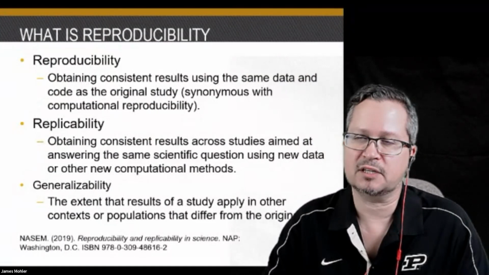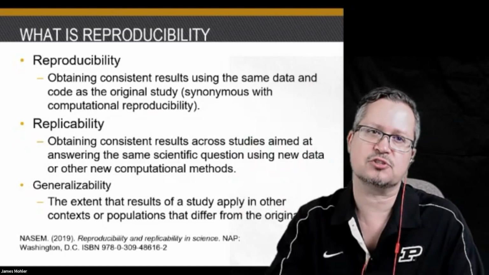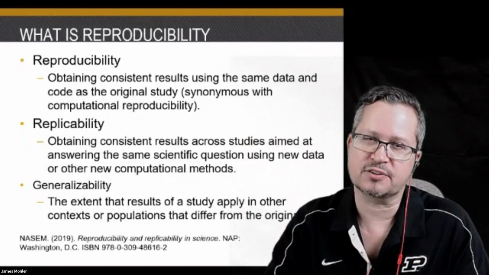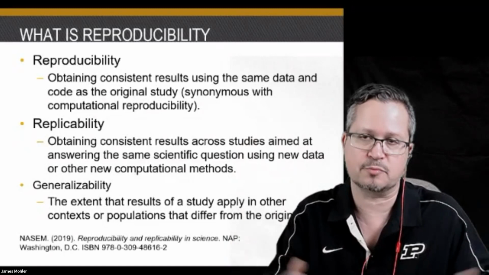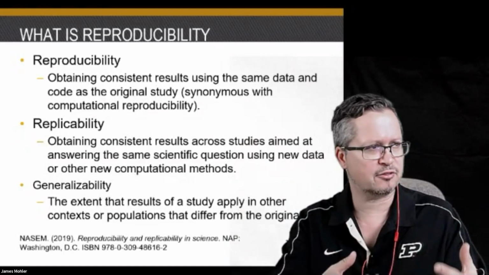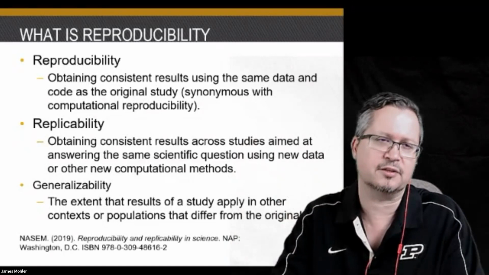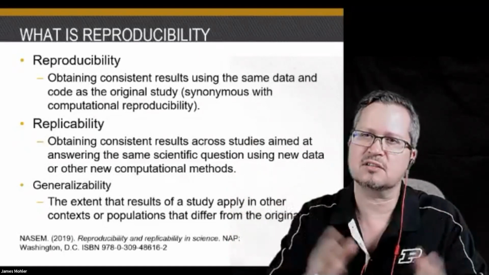So they define reproducibility as obtaining consistent results using the same data and the same code, if you will, as the original study. So this would be synonymous with computational reproducibility, but I think it's not just computational, it's reproducibility in any study. There were some prior articles, some prior discussions as it relates to research ethics and reproducibility, where they tried to separate it, like computational reproducibility is different. I'm glad that Nanasim actually came and said it all together.